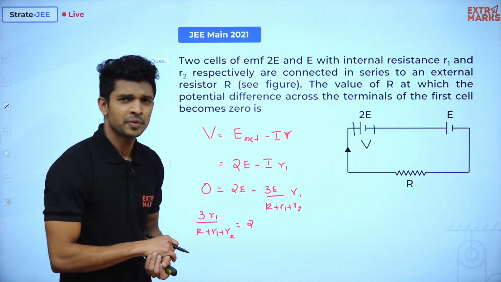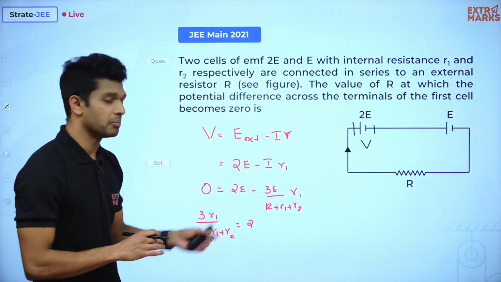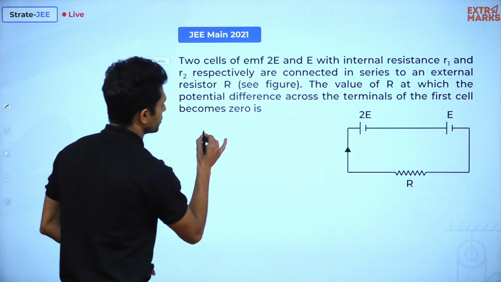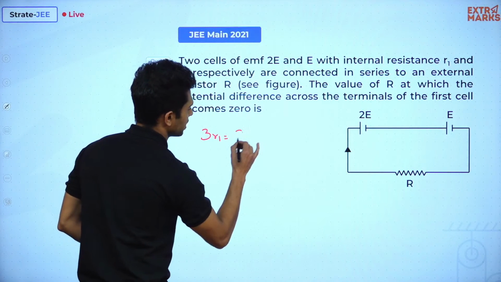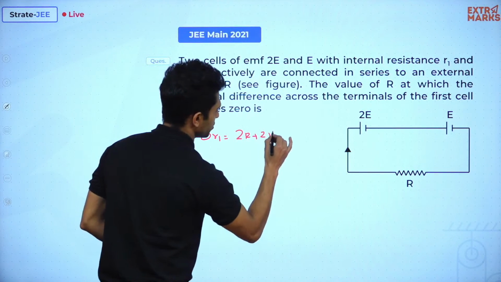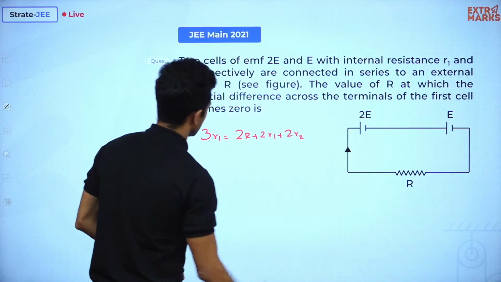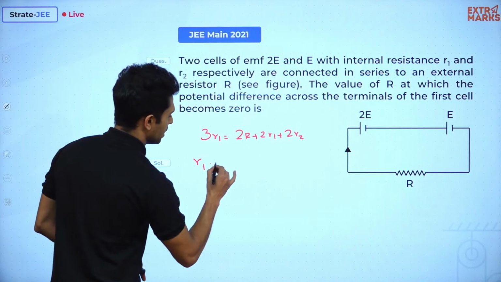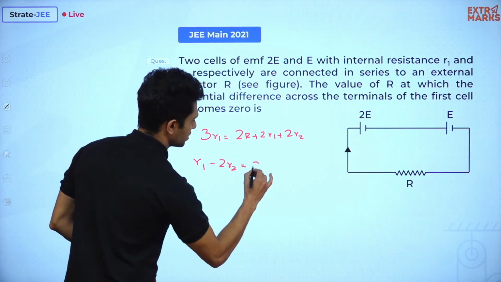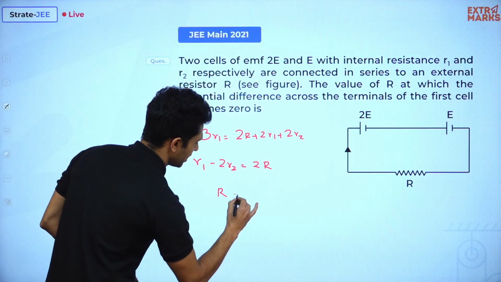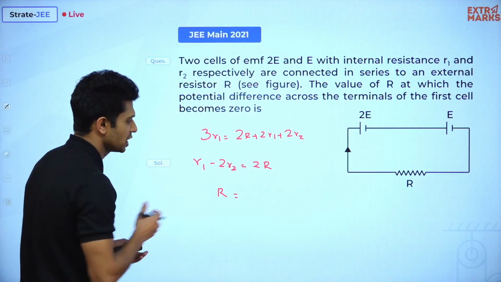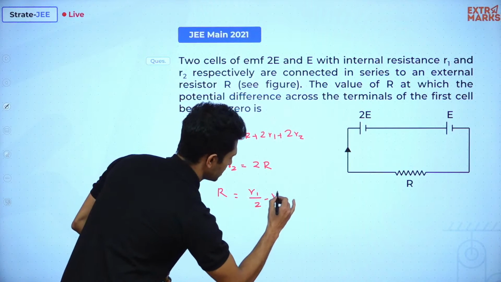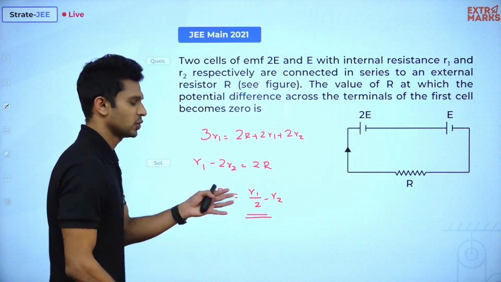ठीक है. बढ़िया. Now what I'm going to do is we are going to multiply this to the right hand side. So 3R1 is equal to 2 capital R plus 2 small r1 plus 2R2. ठीक है. So 3R1 minus 2R1 हो गया R1 minus 2R2 हो गया that is equal to 2R. So R का value rearrange कर ले, take this 2 to the denominator. So हो गया R1 by 2 minus R2 and हो गया हमारा आंसर.